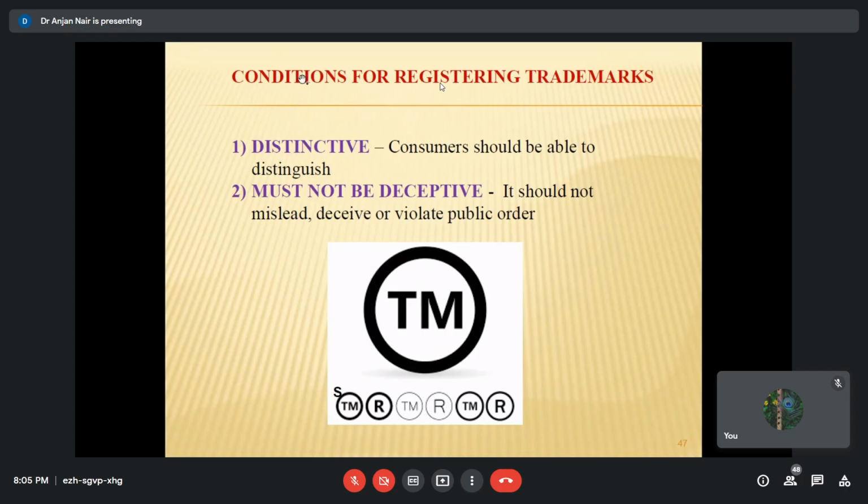So basically, what are the conditions for registering trademarks? It should be distinct.